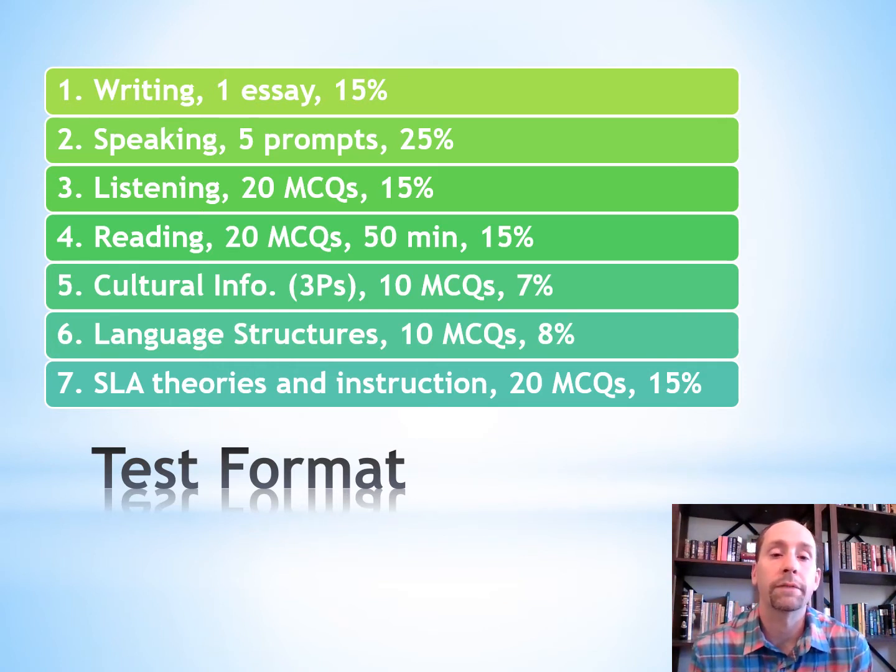Number five is cultural information, the three P's, products, practices, and perspectives of the target language and culture. And there's going to be only 10 multiple choice questions for that, and that's 7% of your grade. Language structures like grammar and spelling, accents, that's going to be 10 multiple choice questions and 8% of your grade. And the last portion is second language acquisition theories and instruction. 20 multiple choice questions and 15% of your grade. So let's break down those sections part by part and help you get ready for your test.